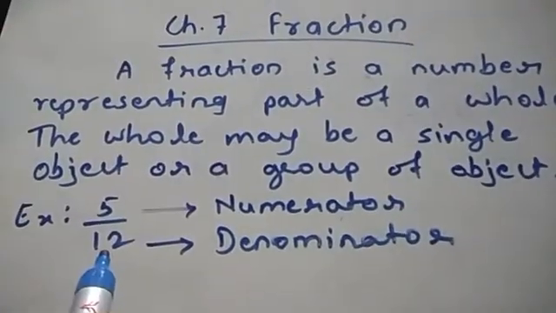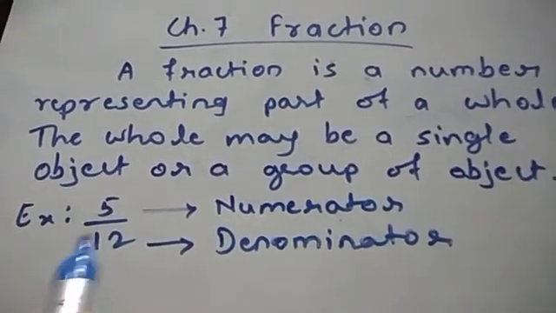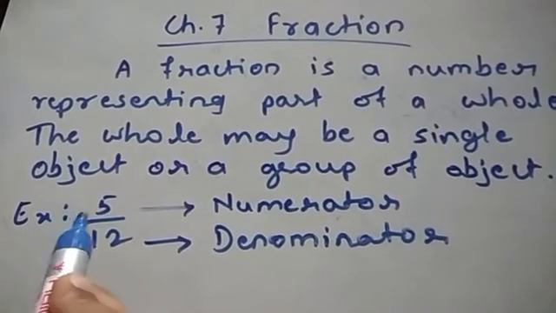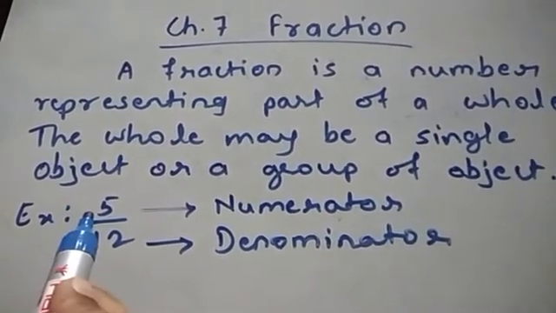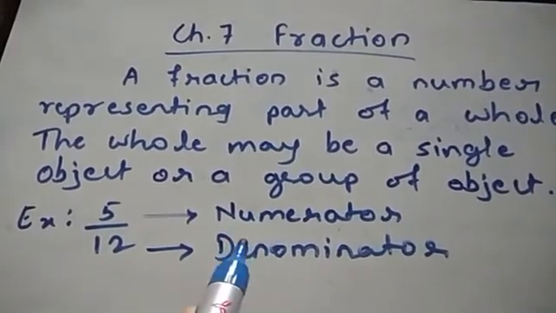Here what does 12 stand for? It is the number of equal parts into which the whole has been divided. And what does 5 stand for? It is the number of equal parts which have been taken out. Here 5 is called the numerator and 12 is called the denominator.